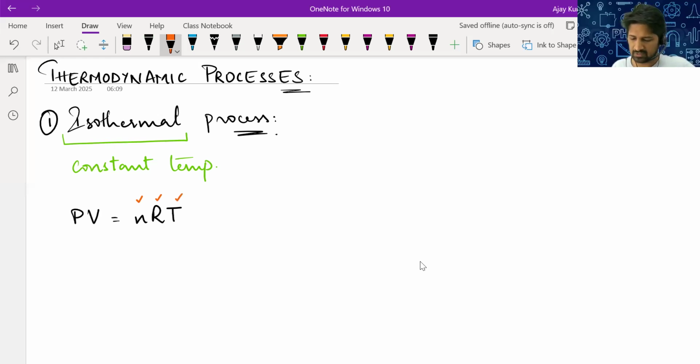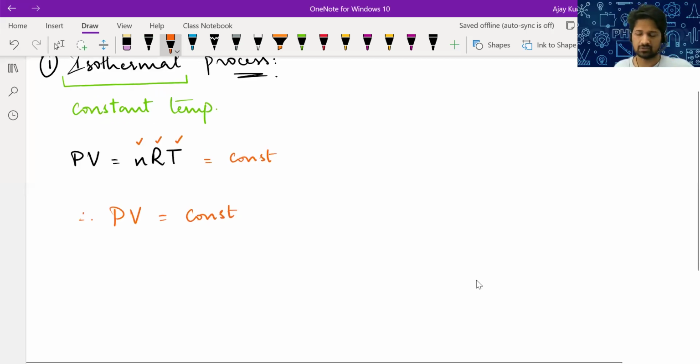If you keep temperature constant, that means the entire right hand side becomes constant. Therefore, you can say the product of pressure and volume will be constant in an isothermal process. Temperature is constant, therefore the product of pressure and volume becomes constant. Pressure can vary, volume can vary, but their product should remain constant. That's what happens in an isothermal process.